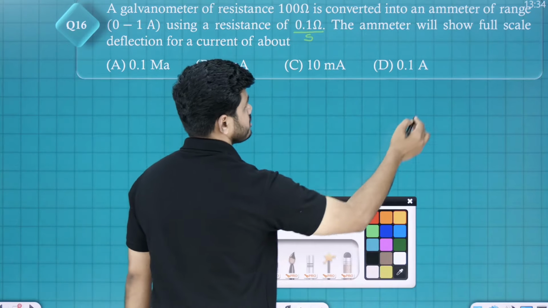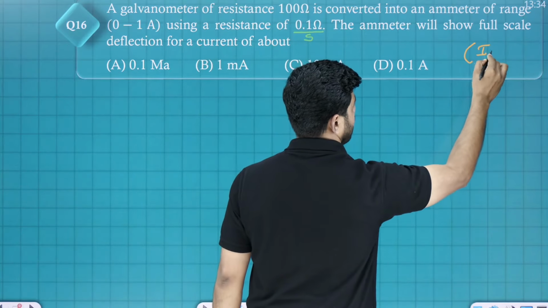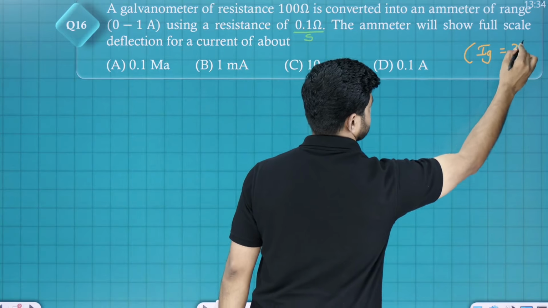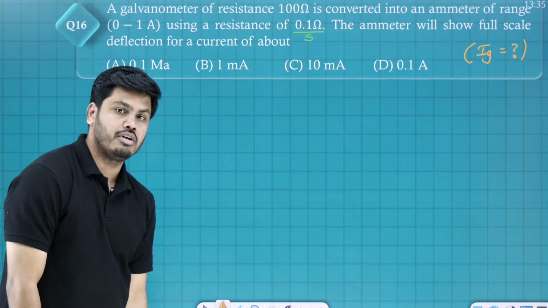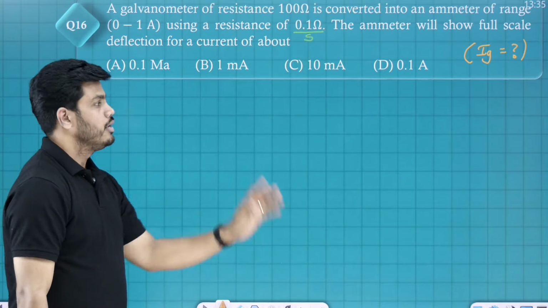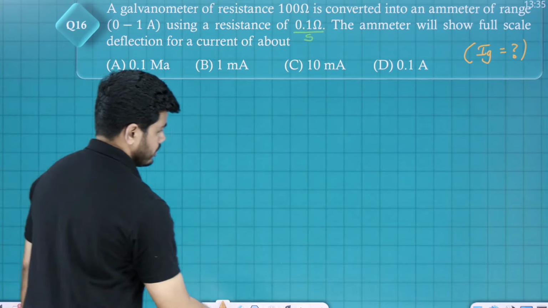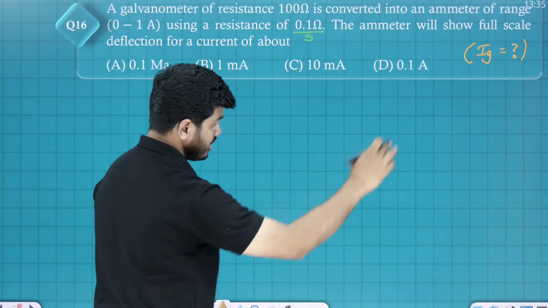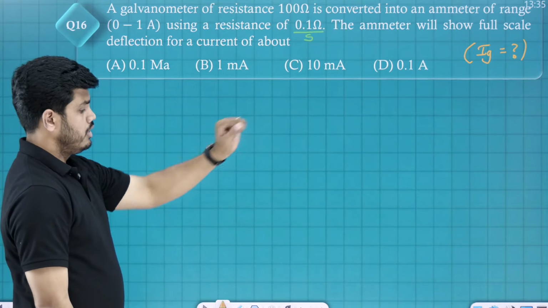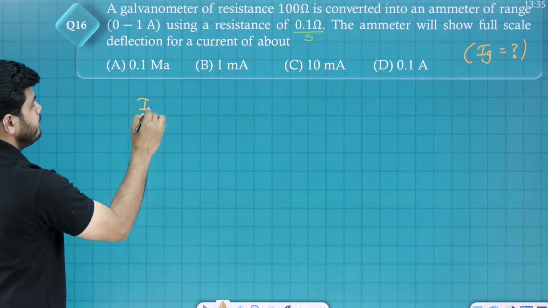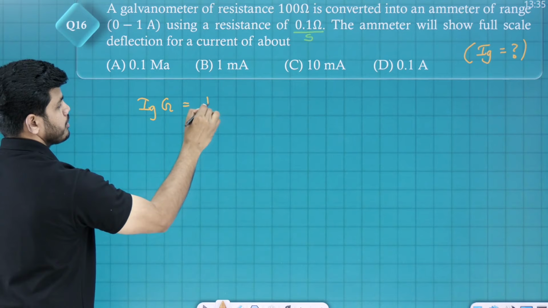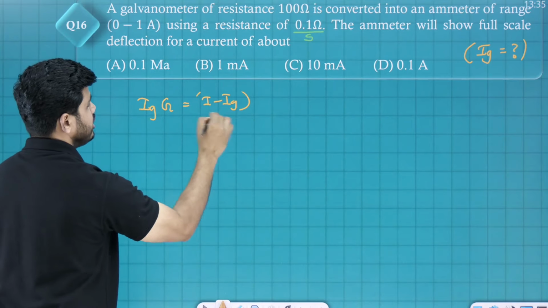Full-scale deflection current is nothing but the galvanometer current Ig, right? That is to be calculated. The current at which the galvanometer gives you a full deflection is called the full deflection current, that is Ig only. Right. So then, how will you find out the full deflection current? So we have Ig into G is equal to I minus Ig into S, right?